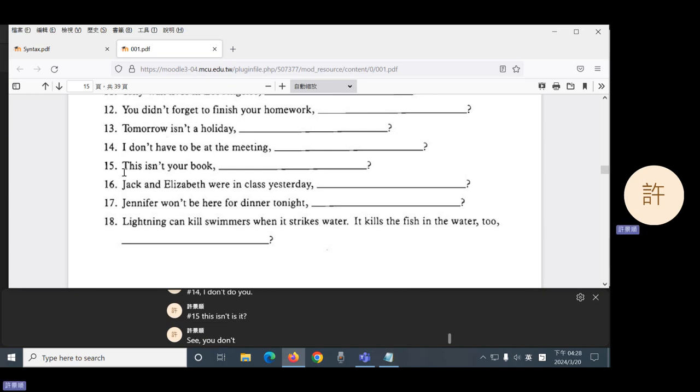See, you don't even need the rest of the sentence. Number 16, Jack and Elizabeth were, weren't they? Number 17, Jennifer won't, will she? Number 18, it's the second sentence. It kills, doesn't it? Okay, you have questions about this page? Number 14, thank you. I don't, do I? Good, other questions?